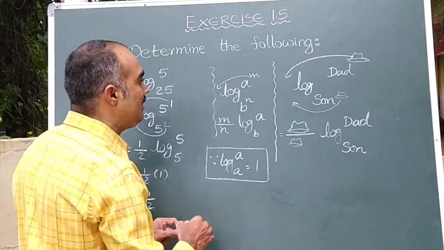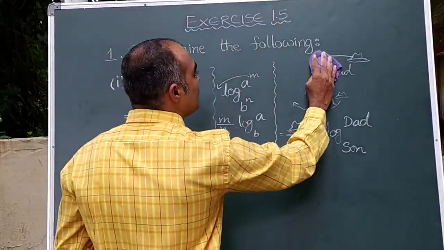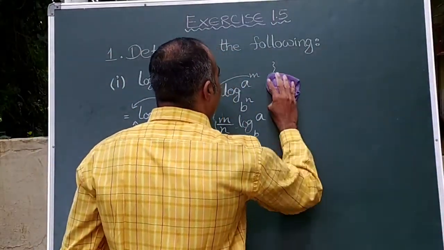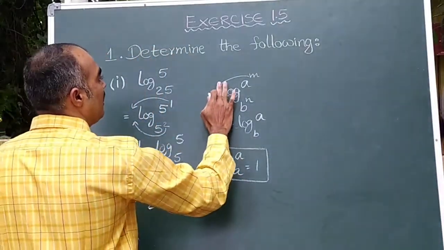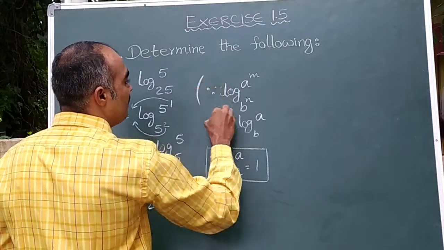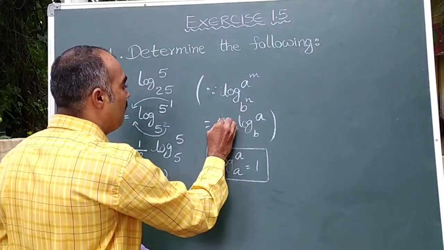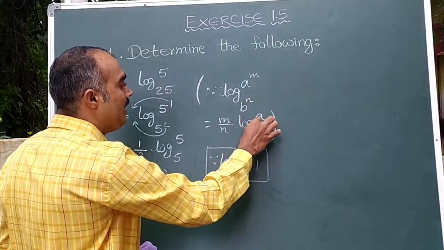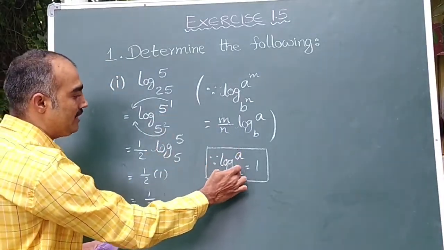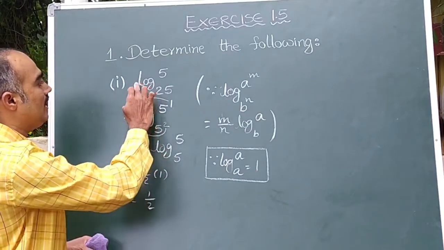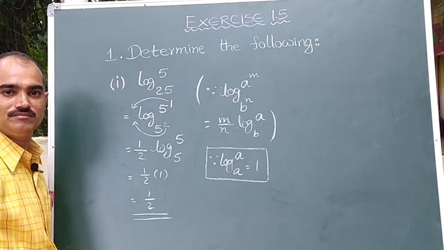Now let us do a small thing. We will forget about this story and connect this problem with a formula. Since log a power m base b power n is equal to m by n times log a base b, that formula is applied here, and log a base a is equal to 1 is also applied here. So finally, log 5 base 25 is equal to 1 by 2, which is the final answer.